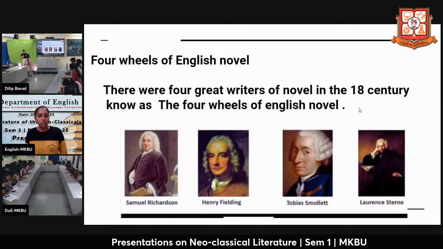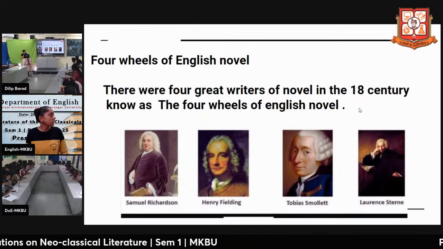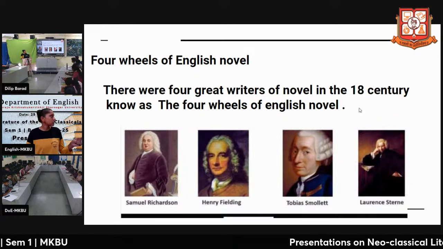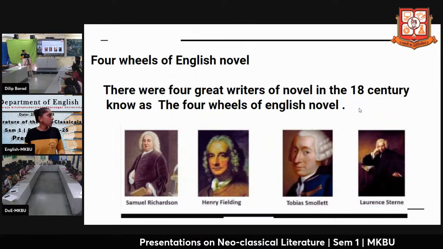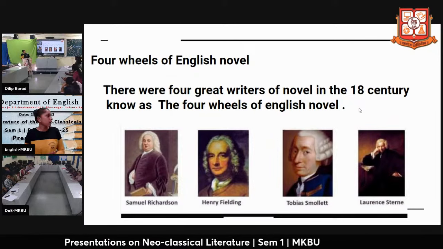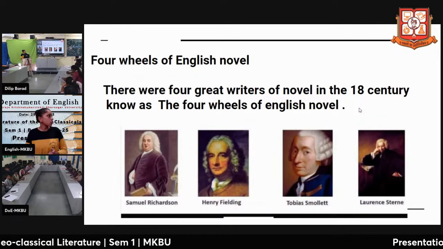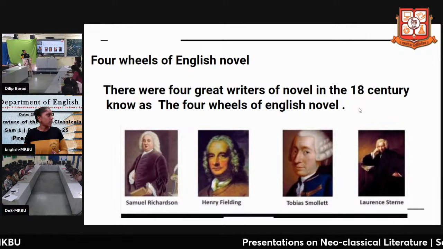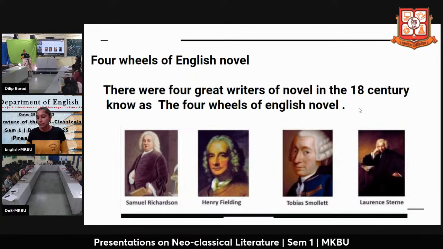As we know, in English literature we have four wheels of the English novel, and Samuel Richardson is one of them. Samuel Richardson stands with his great novel, Pamela. Henry Fielding is the father of the English modern novel as well, and he stands with his great novel, The History of Tom Jones. Tobias Smollett's great work is Roderick Random, and Laurence Sterne's great work is Tristram Shandy and his family.